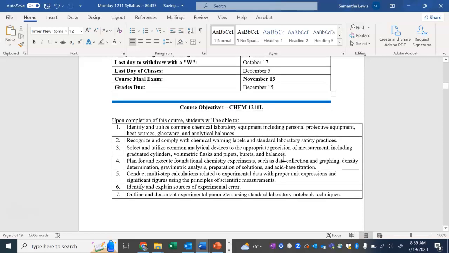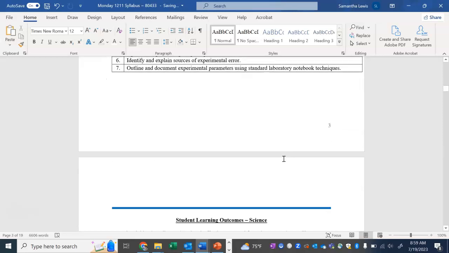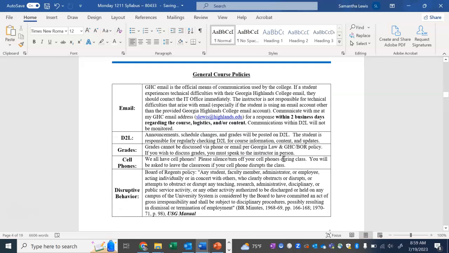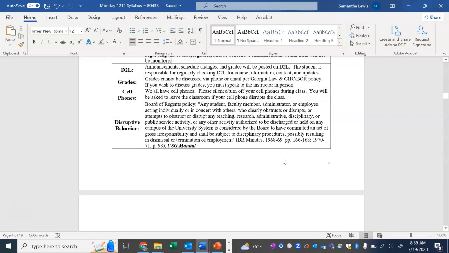So grading scale, we'll let you look at that. Important dates in case you need them. Our course objectives, please read them. Student learning outcomes, what we hope you're going to walk away with. GHC email is the best way to contact me, slewis@highlands.edu. I get about 48 hours to return those emails. However, I do try to check my email regularly.